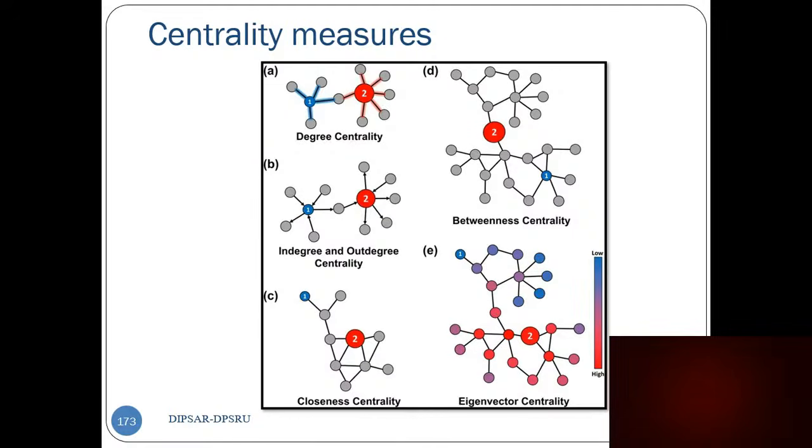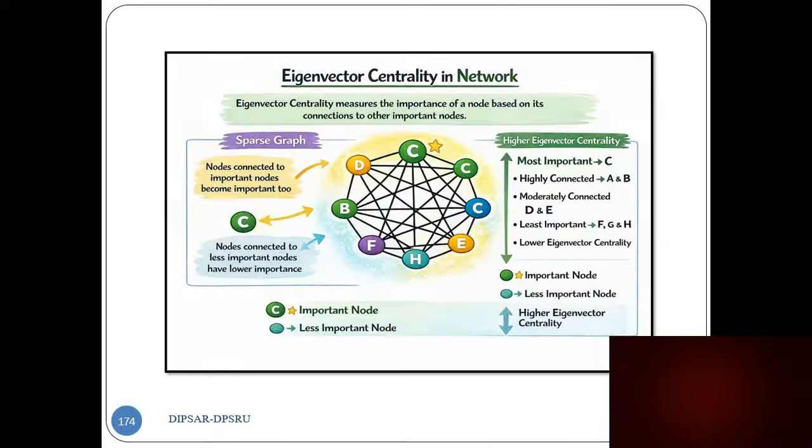You have to understand all the aspects. So betweenness centrality is important for such kind of networks. Closeness centrality also you have to calculate, how close these nodes are to each other, one node to another node. Eigenvector centrality is also another measure. So what is eigenvector centrality? Eigenvector centrality measures the importance of a node based on its connection to the other important nodes.